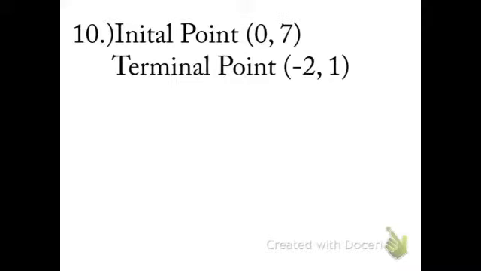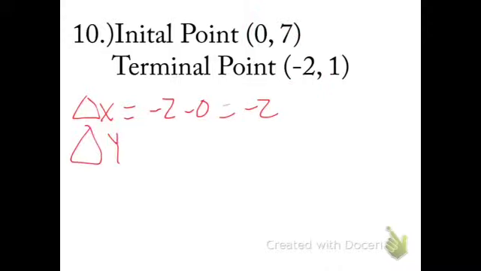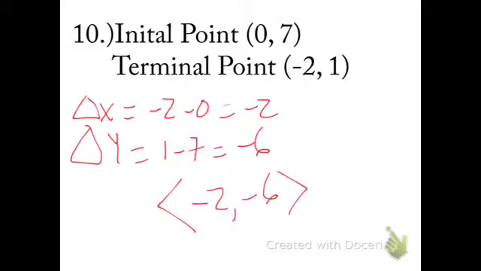And moving on to 10, our change in x is negative 2 minus 0, which is just negative 2. That change there. The change in the y, 1 minus 7 gives you a change of negative 6. So if you start here and here, you had to subtract 2 from the x's, subtract 6 from the y's, and so your vector is negative 2, negative 6.